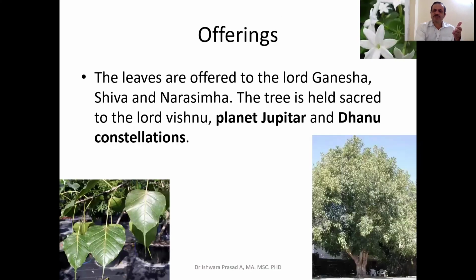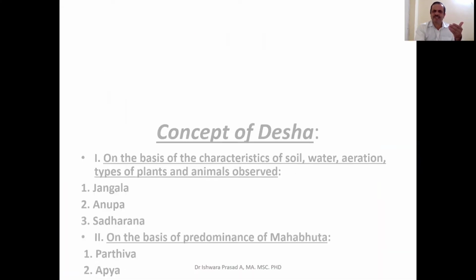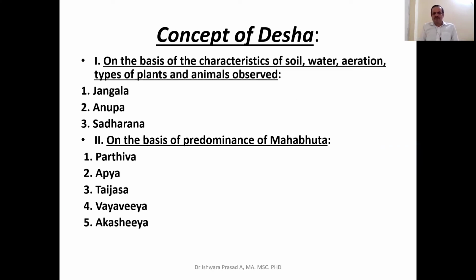Now let us see, since plants are important to human beings, the concept of desha is also important. We have already seen desha in Vriksha Ayurveda. On the basis of the characteristics of soil, water and aeration, the types of plants and animals are observed. There are three kinds of desha: Jangala, Anupa and Sadharana.